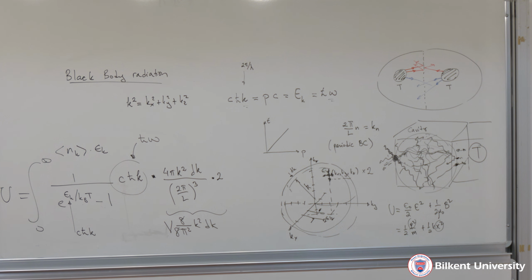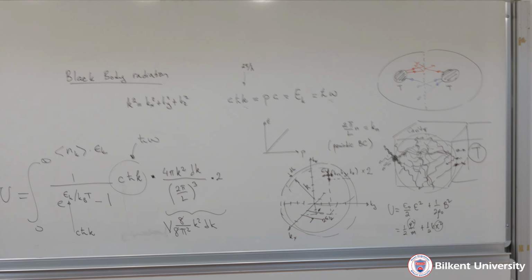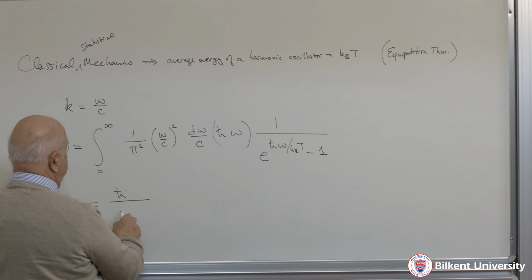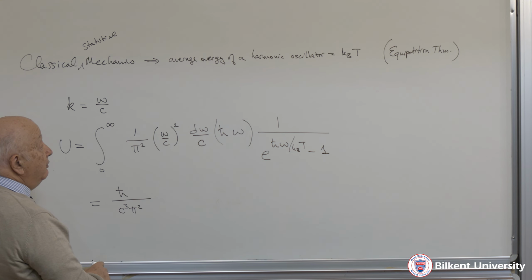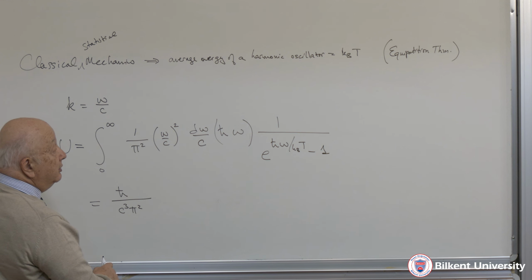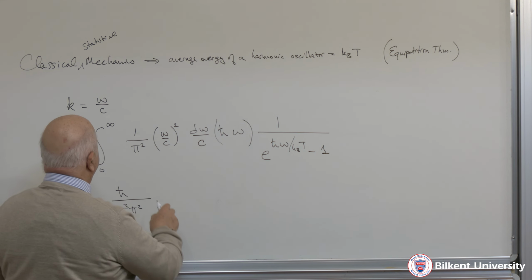All right, so I have something like this. Let's just simplify it a little bit. Let's just pull out the constants and such things. So I'm going to get h bar over c cubed pi squared. You forgot V. Oh, yes, the volume. Thank you.